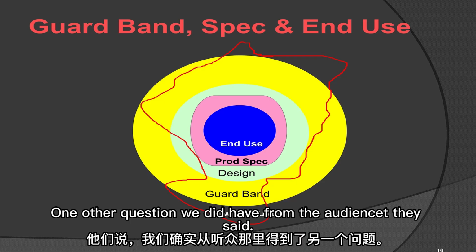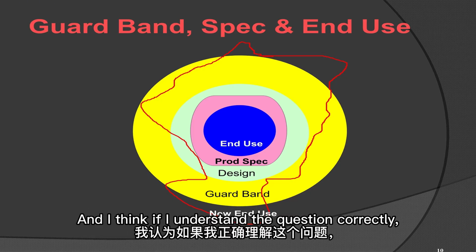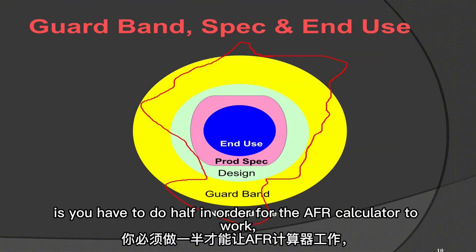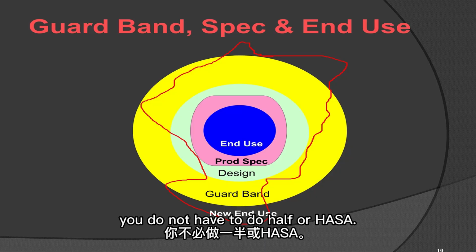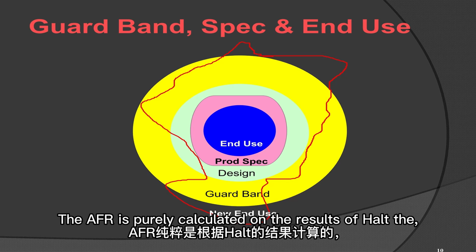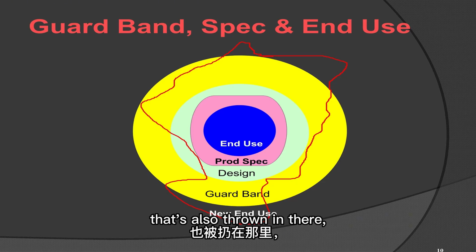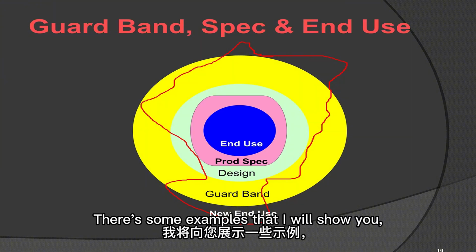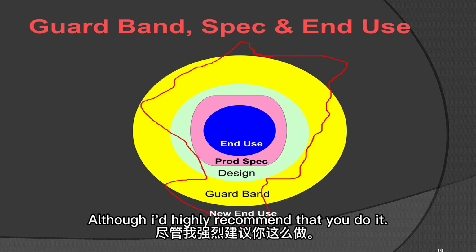Now, one other question we had from the audience: are we assuming that HALT is followed by HASS or HASSA in order to estimate the AFR? If I understand the question correctly, you're asking whether you have to do HASS in order for this AFR calculator to work. You do not have to do HASS or HASSA. The AFR is purely calculated on the results of HALT. The calculated MTBF, if you have that, is also thrown in there, and we'll get to that a little later. There are some examples that I will show you, but you do not have to have HASS or HASSA included, although I'd highly recommend that you do it.